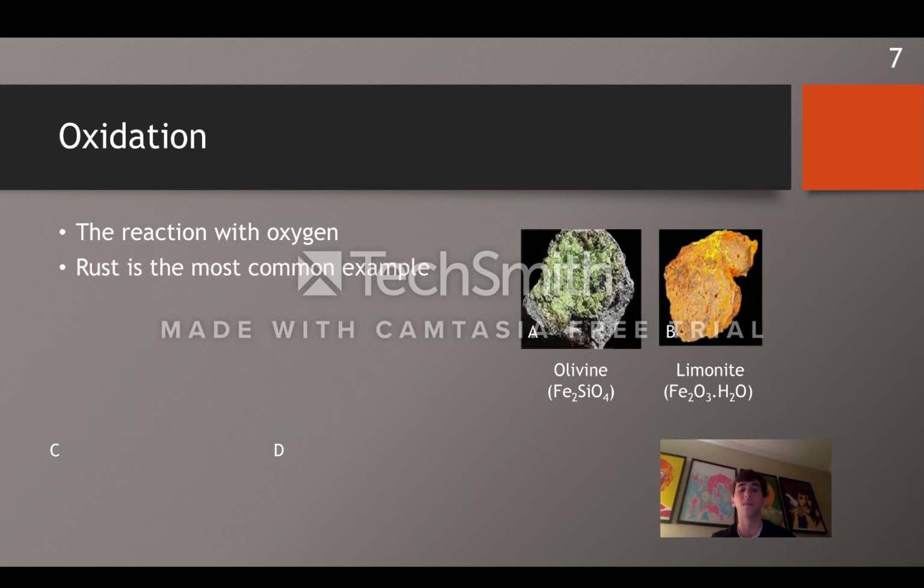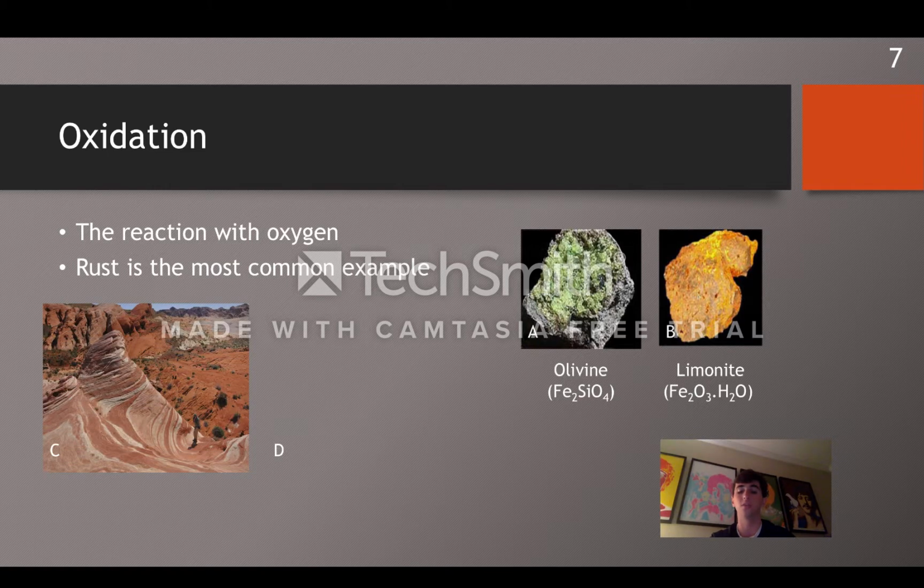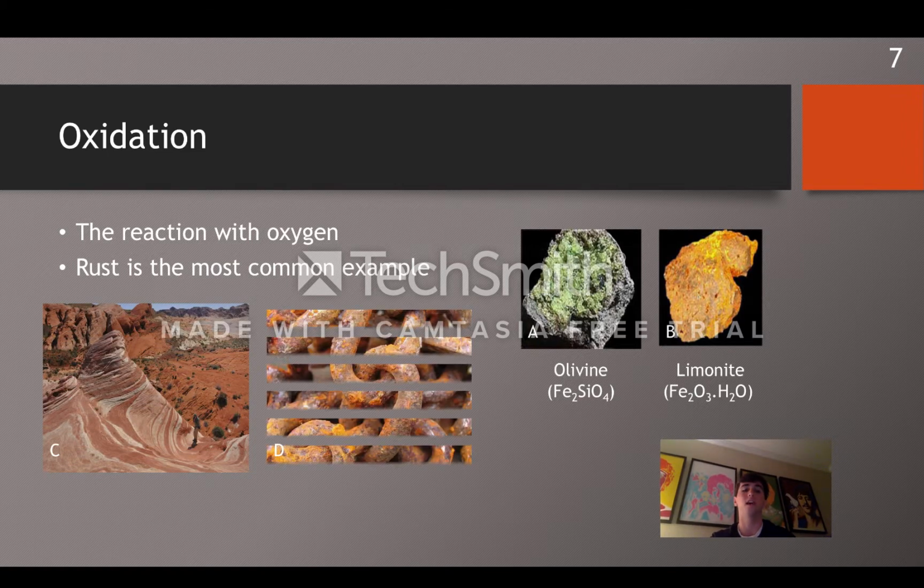Rust is the most common example. Rust affects our lives day to day. It changes the mineral's colors and makes it brittle, making it more susceptible to breakage. It occurs when the iron is exposed to oxygen and water.